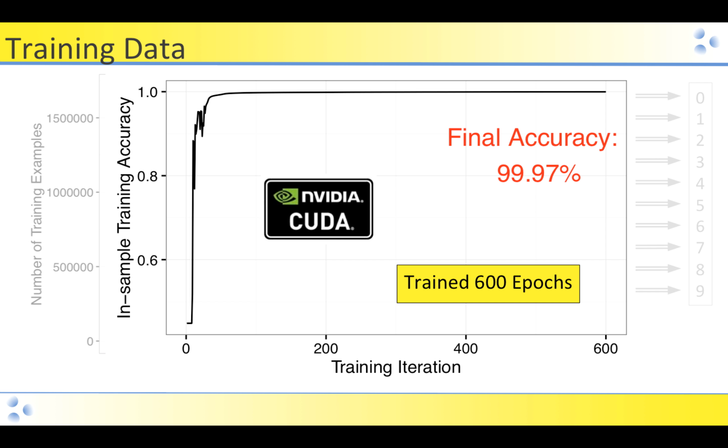I train the neural network using a CUDA-powered 4-GPU machine. We train over the course of 600 epochs. And you can see in the graph here the in-sample training accuracy rapidly approaches 1, and then over the course of the last 400 epochs eases its way into an in-sample accuracy of 99.97%.